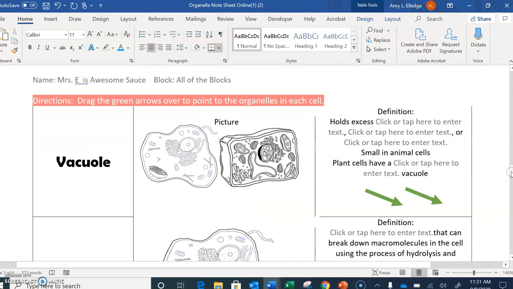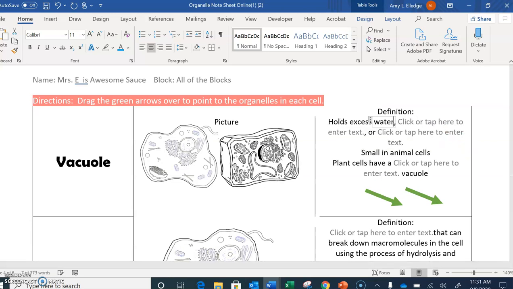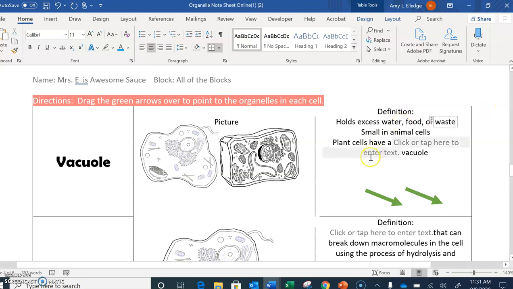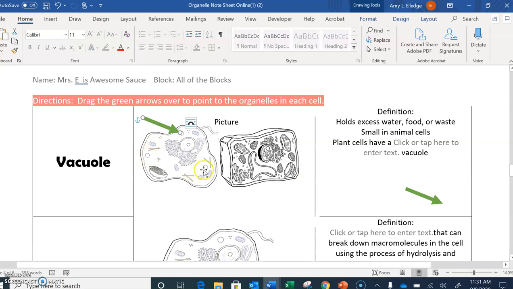All right, here we are on vacuole. I personally really like vacuoles because I think of a vacuum that they hold a lot of stuff. They hold excess water, food, and waste. So we'll go in there and get that. Water, food, and waste. All right, kind of like a kitchen. It holds all that stuff. In animal cells, we tend to have multiple of them, but they're very small. So there's one, there's another one over here, there's another one over there.